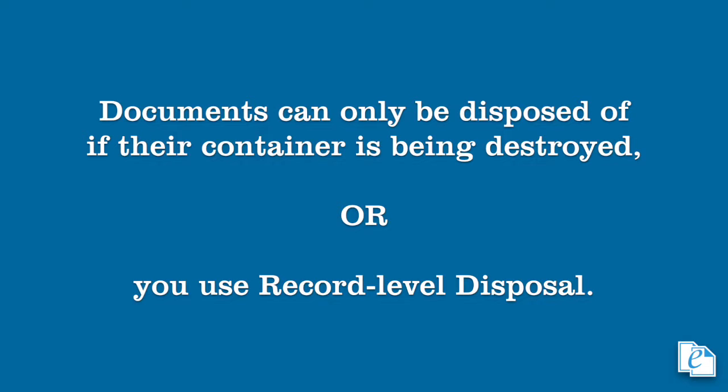Disposal actions control if, when, and how items are finally disposed, based on a date calculated relative to an event. Disposal actions can be applied at the file plan, term, or part level, but you cannot establish different rules for physical and electronic items. Disposal is done at the file and box levels. Individual documents cannot be disposed unless they are in an item being destroyed or you use record level disposal.